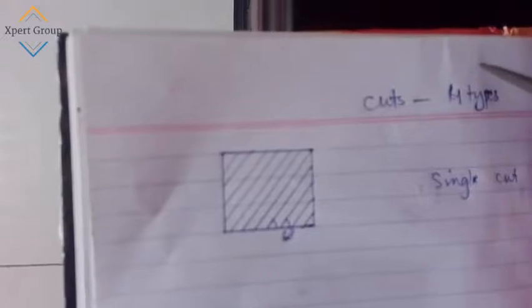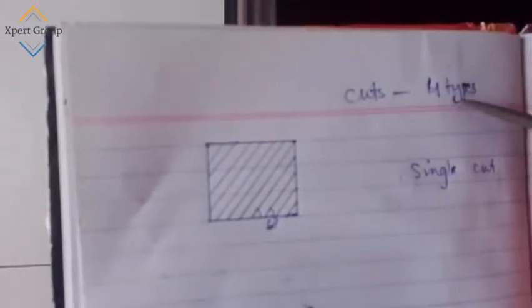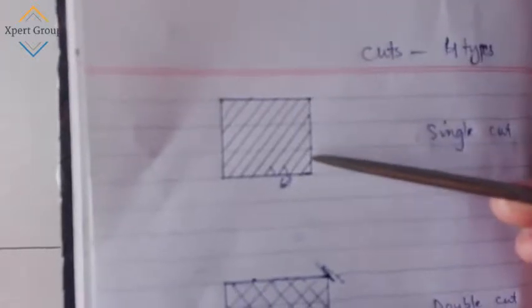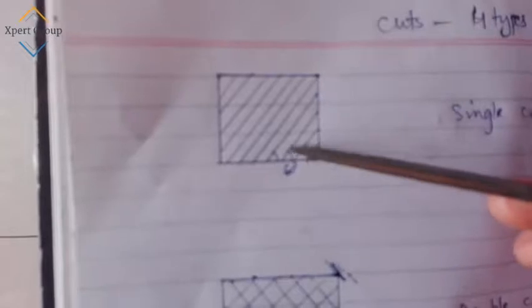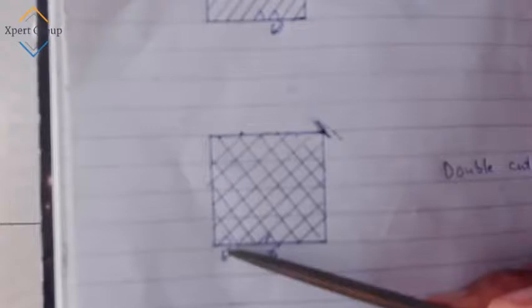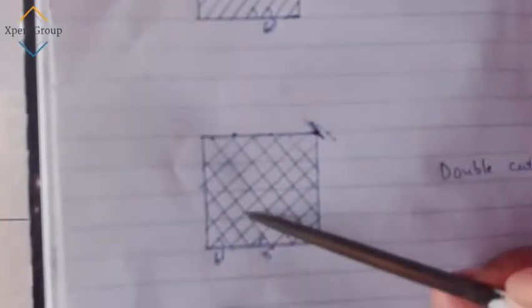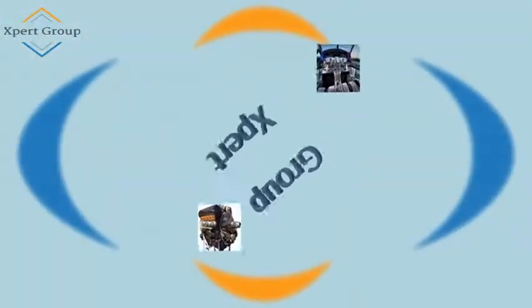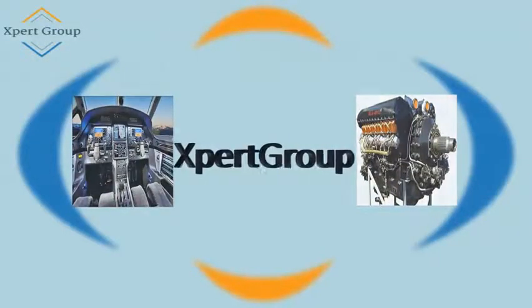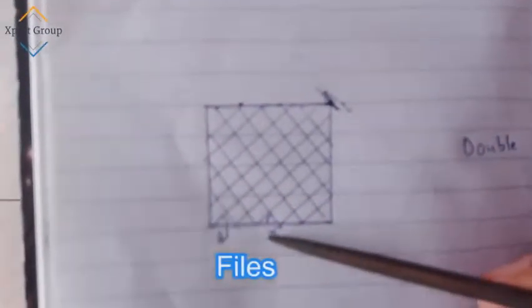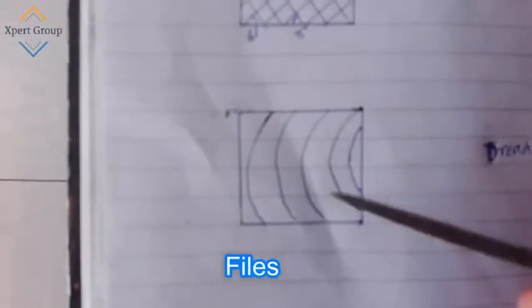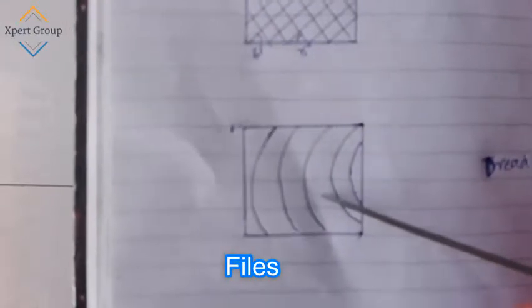Dear students, now according to cuts, files are classified into 4 types. Number 1 is single cut, which has a cut angle of 60 degrees. Number 2 is double cut. This cut has an angle of 60 degrees, while the other cuts have an angle of 70 degrees.